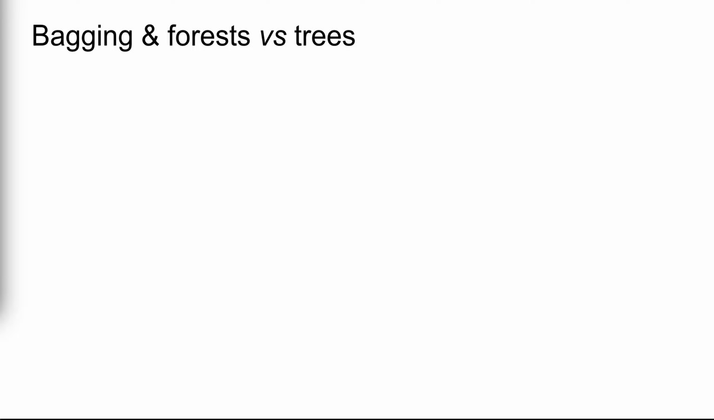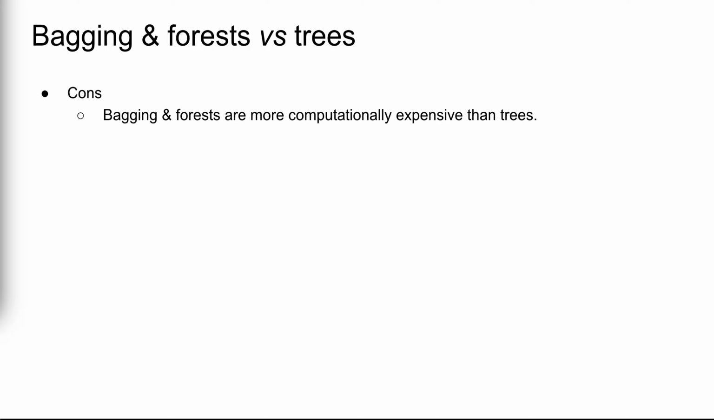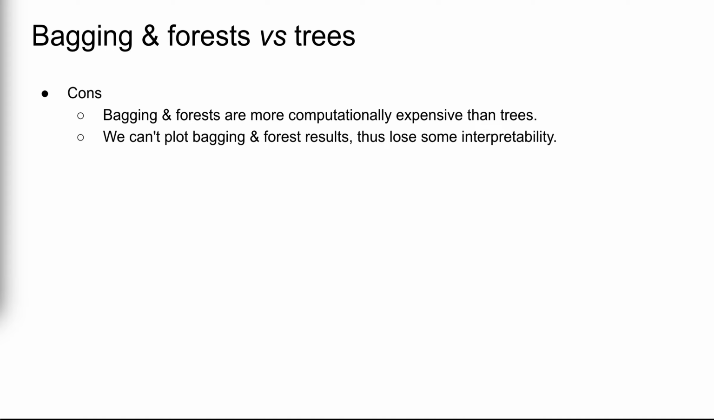Stepping back, let's summarize some comparisons of bagging and forests versus trees. Bagging and forests share two major drawbacks. First, since they both require building many trees, they're more computationally expensive than building a single tree. Second, we can't really plot the many trees combined by the bagging and forest algorithms. Or we could, but it wouldn't be very useful. As such, these algorithms aren't as readily interpretable as the tree algorithm.